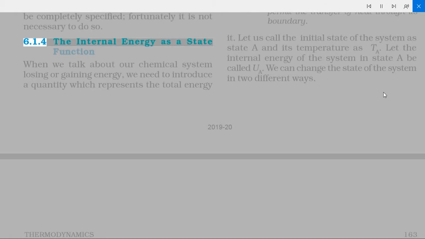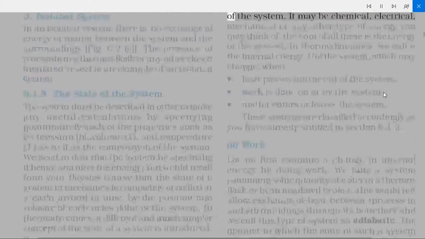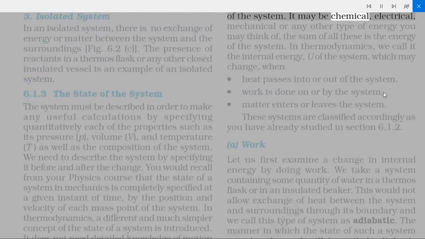The internal energy as a state function. When we talk about our chemical system losing or gaining energy, we need to introduce a quantity which represents the total energy of the system. It may be chemical, electrical, mechanical or any other type of energy you may think of. The sum of all these is the energy of the system.